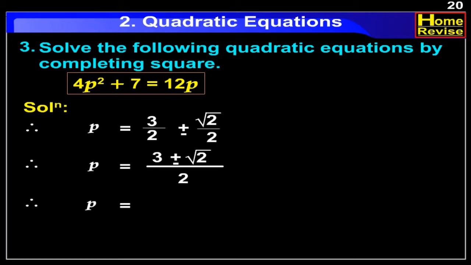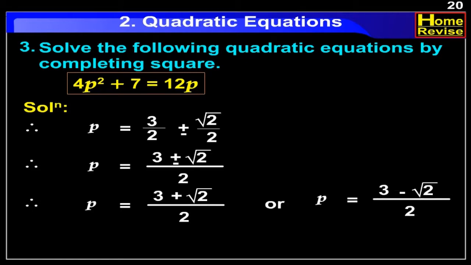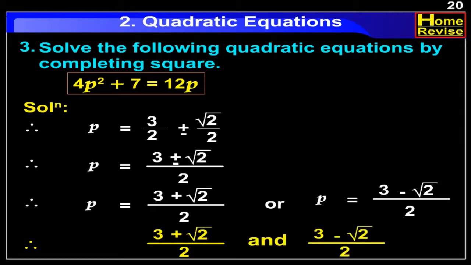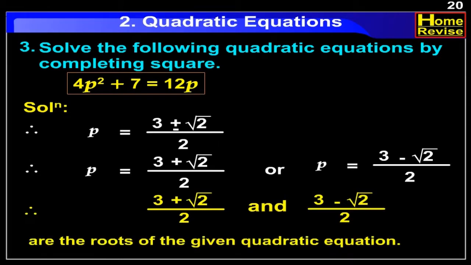Therefore, p is equal to 3 plus root 2 upon 2, or p is equal to 3 minus root 2 upon 2. Therefore, 3 plus root 2 upon 2 and 3 minus root 2 upon 2 are the roots of the given quadratic equation.